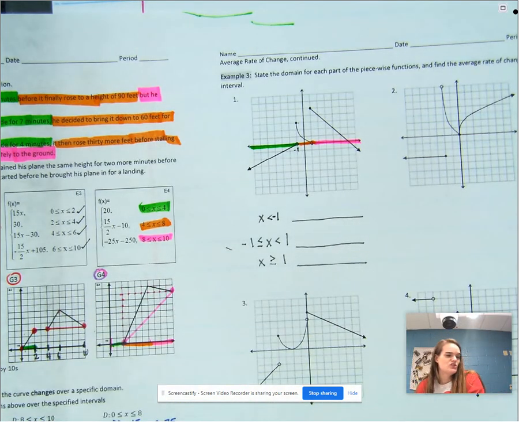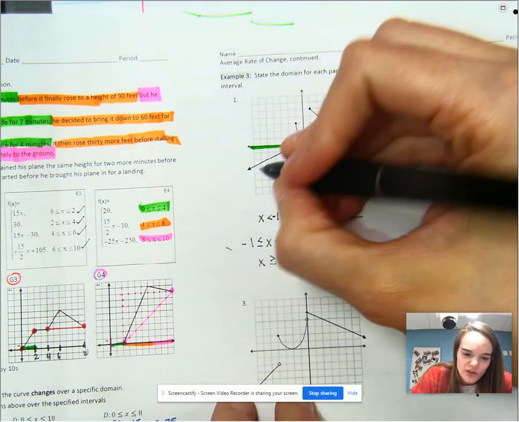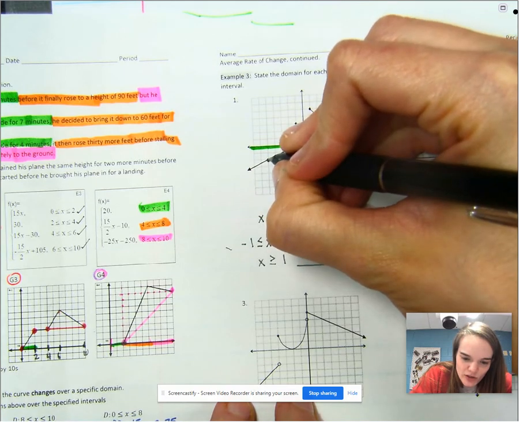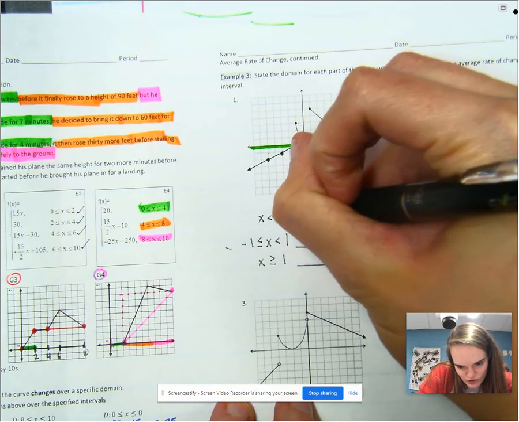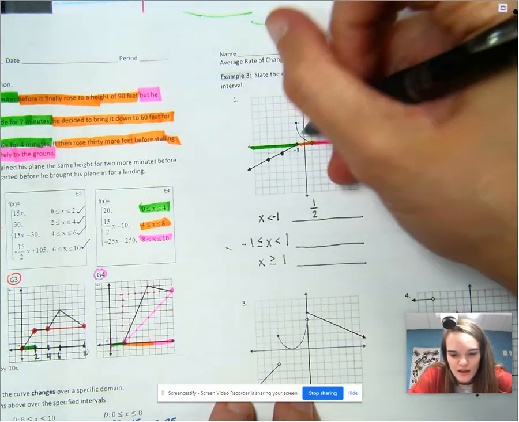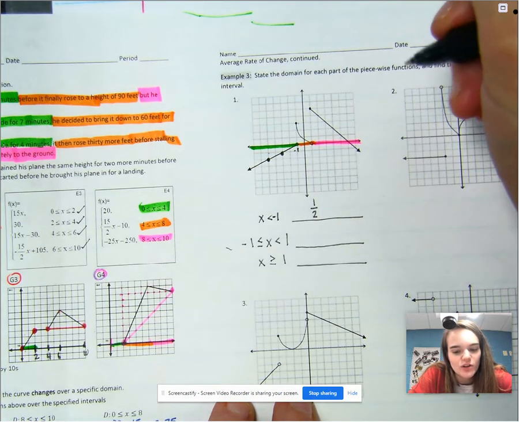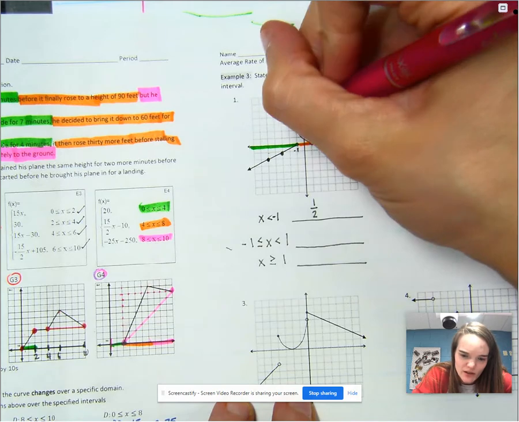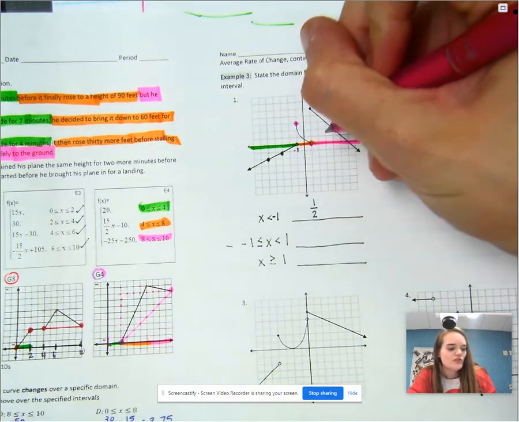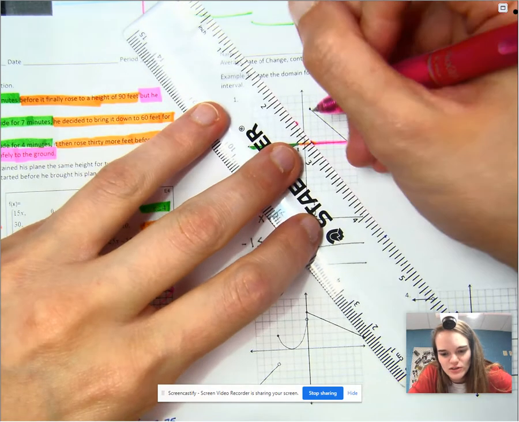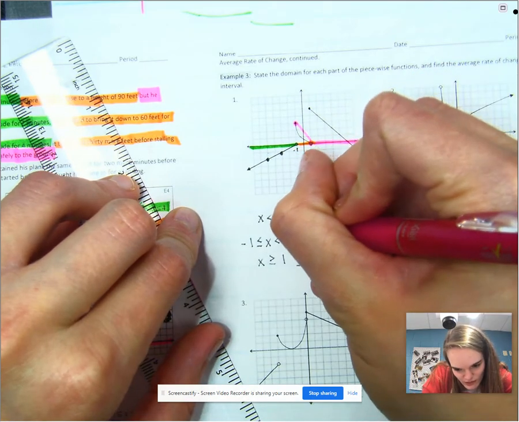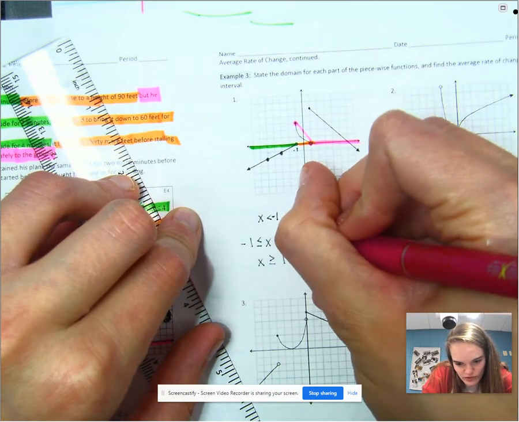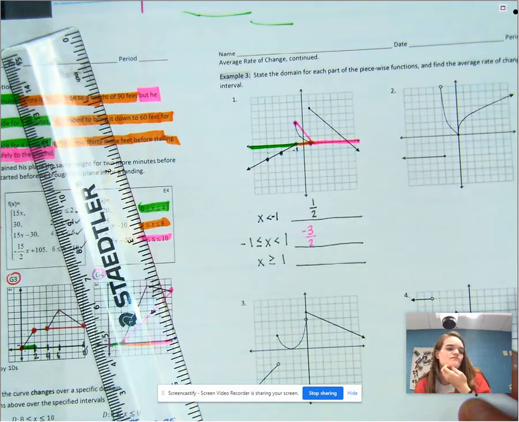Now let's find the average rate of change of these three pieces. So we are finding the slope. So the slope of this section, let's put some points on here. This rises 1 and runs 2. So the average rate of change is 1/2. This is not a line, so we can't count slope. What we have to do is put a point here and a point here and draw a straight line to find that average rate of change. It is decreasing. It's going down 1, 2, 3, and over 1, 2. So the average rate of change is negative 3 over 2.